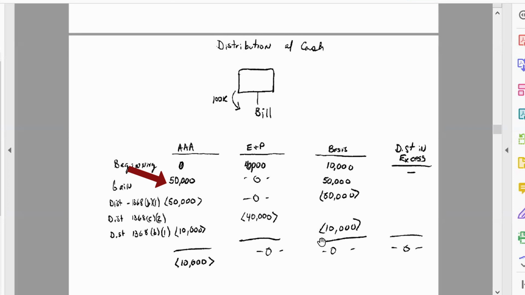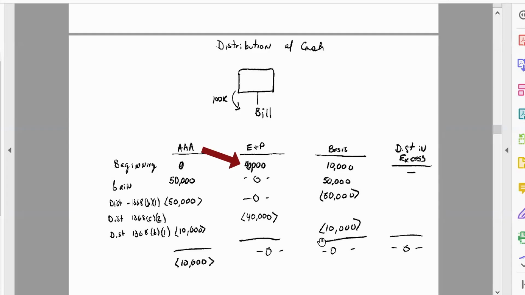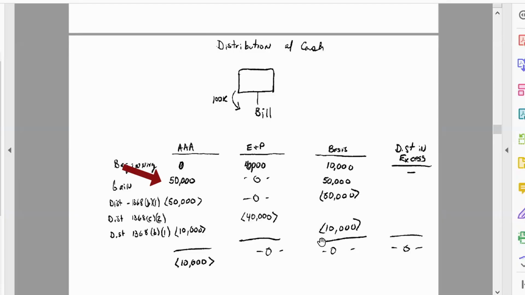Second stop is EMP. How much do we have of that? We have 40,000. And then you still have 10,000 remaining. So then you go back to AAA. No, now that's just normal distribution rules. Okay? So now that we broke that up into its separate categories, 50,000 is AAA.